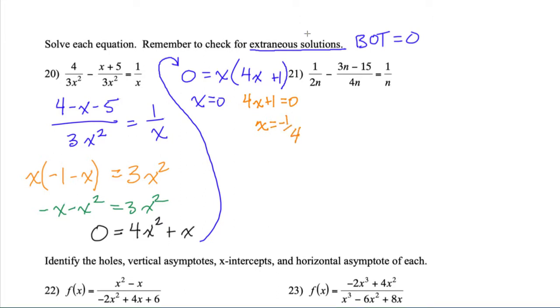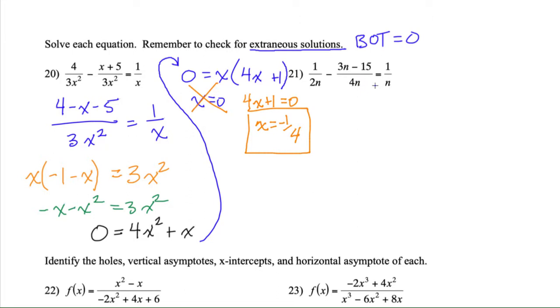Now I have to check for extraneous solutions, so set the bottom equal to 0. If the bottom is equal to 0, that can't be 0, so the answer cannot be 0. So cross that one out. The answer is only negative 1/4. Alright, and on to number 21.